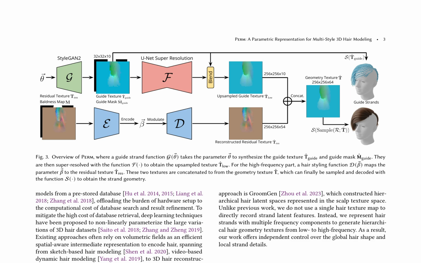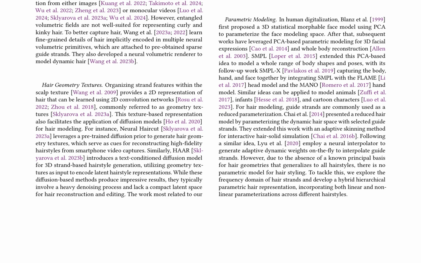The Perm model is composed of several components, including a guide strand function, a super resolution function, and a hair styling function. These functions take parameters θ, β, and γ, which are used to synthesize guide textures, upsample them, and generate residual textures. The resulting geometry texture is then sampled and decoded to obtain the strand geometry.